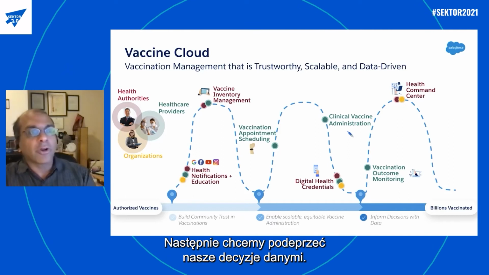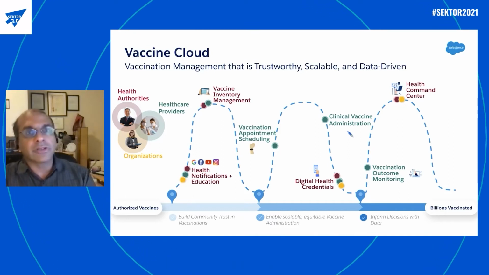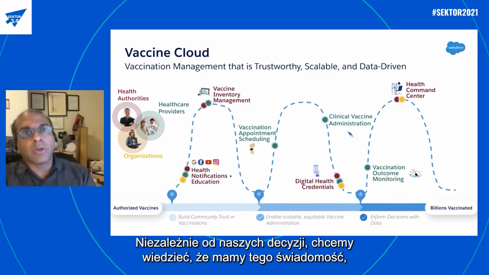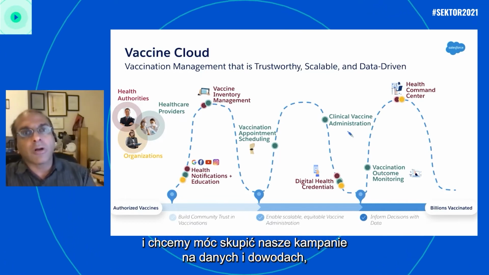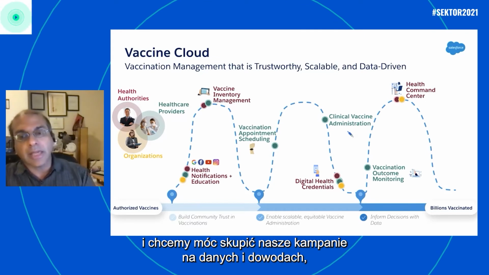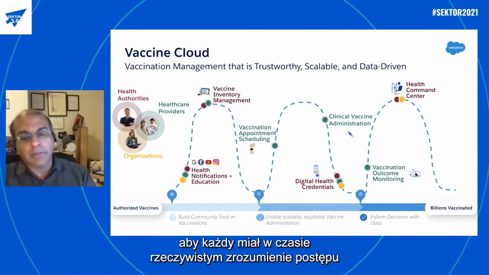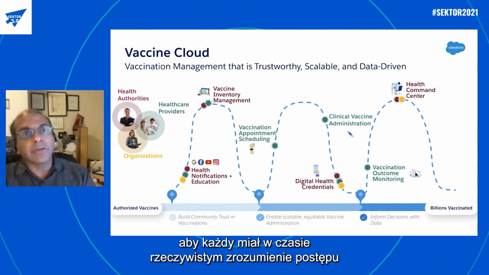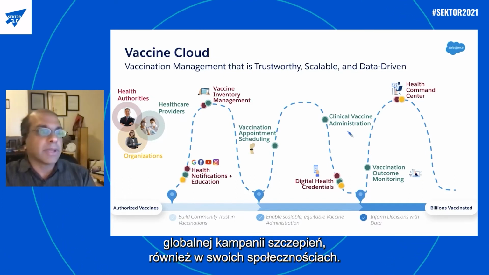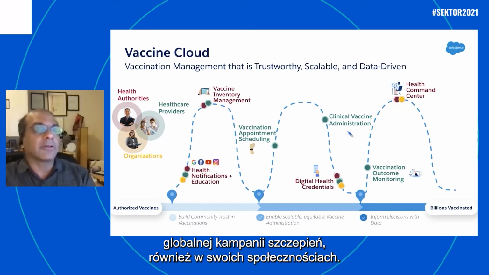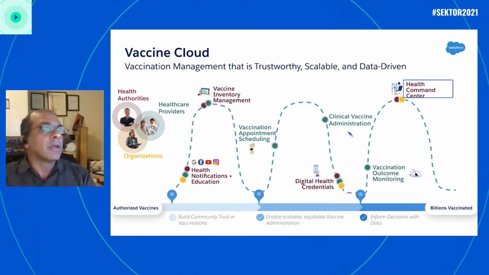And then we want to inform our decisions with data, right? Whatever our decisions are, we want to know that we know, and we want to be able to center our campaigns in data and in evidence, so that everyone has a real-time understanding of the progress of the global vaccination campaign and the vaccination campaign in their communities.